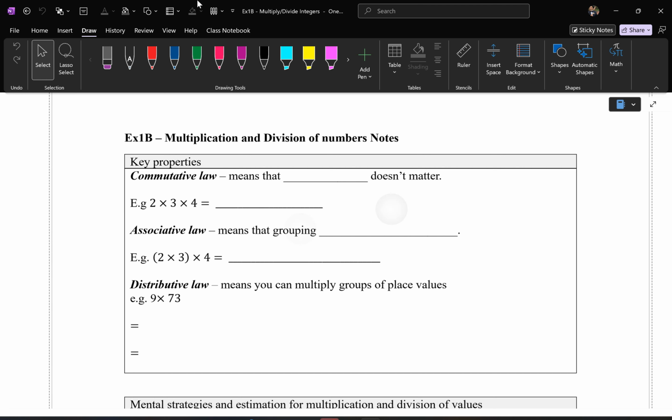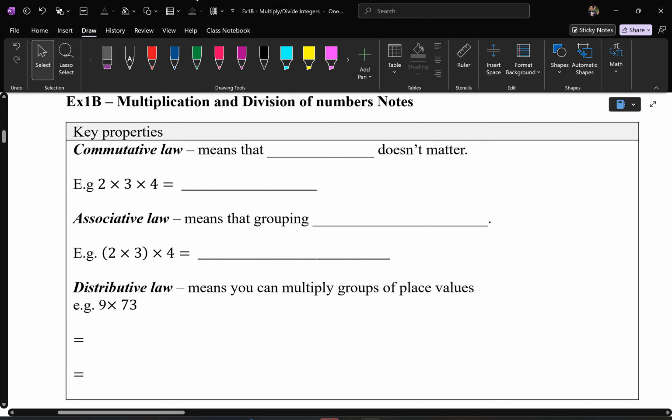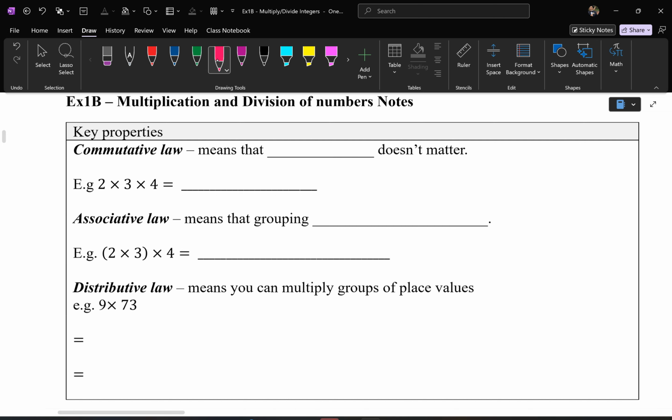Okay, let's fill in some points. In this exercise, there are a couple of terms that you may not know, or you may have already learned but didn't know the name. Commutative law. Fill it in. This means that order doesn't matter. So write that in. Order doesn't matter.